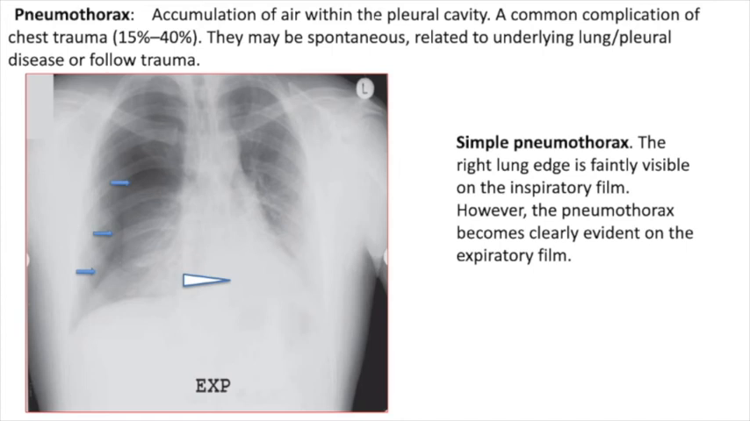Pneumothorax is accumulation of air within the pleural cavity. We have three types of pneumothorax. The first is simple pneumothorax, where you can see here the parietal pleura with the complete arrow and the visceral part of the pleura, with the lung showing partial collapse, and it is also pushing or shifting the mediastinum to the normal side. It's very important to know that.